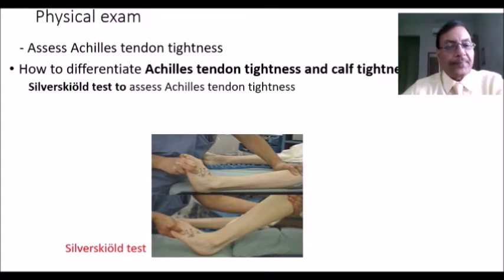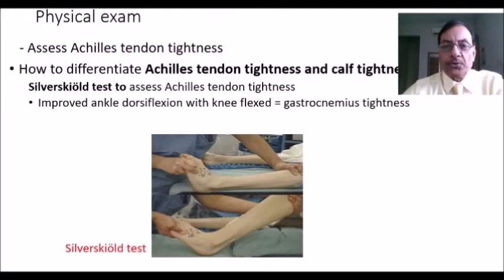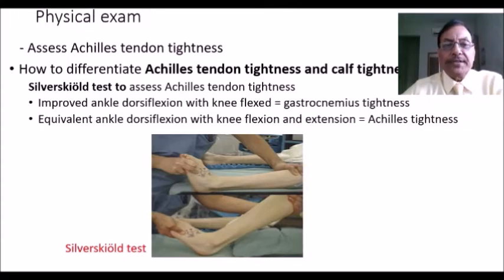And there is a test which is called Silfverskiold test. It differentiates between the two tightness, Achilles tendon and the calf muscles. When you flex the knee, if the ankle dorsiflexion is increased, it means the tightness is in the gastrocnemius. And if even after the knee flexion, the dorsiflexion of the ankle is not improving, it means the tightness is in the Achilles tendon.